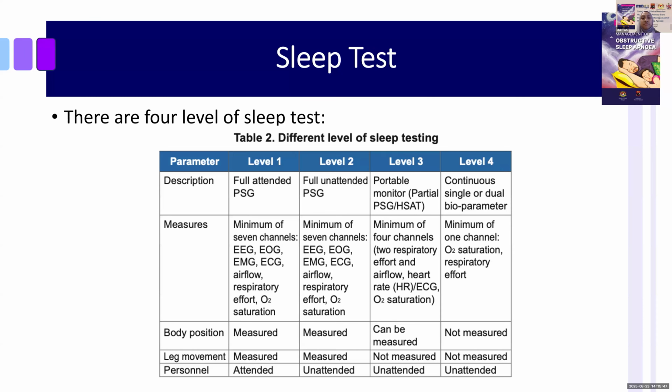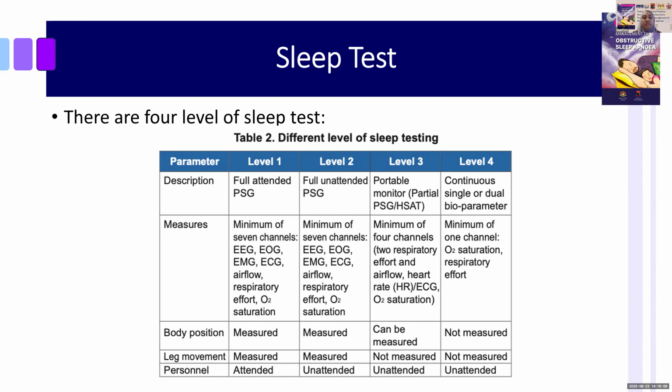Level 2 is full PSG, but it is unattended. So the difference is level 2 is an unattended but almost full channel sleep study. Level 3 is a portable monitor sleep study, or we call it partial PSG or HSAT, home sleep apnea test.